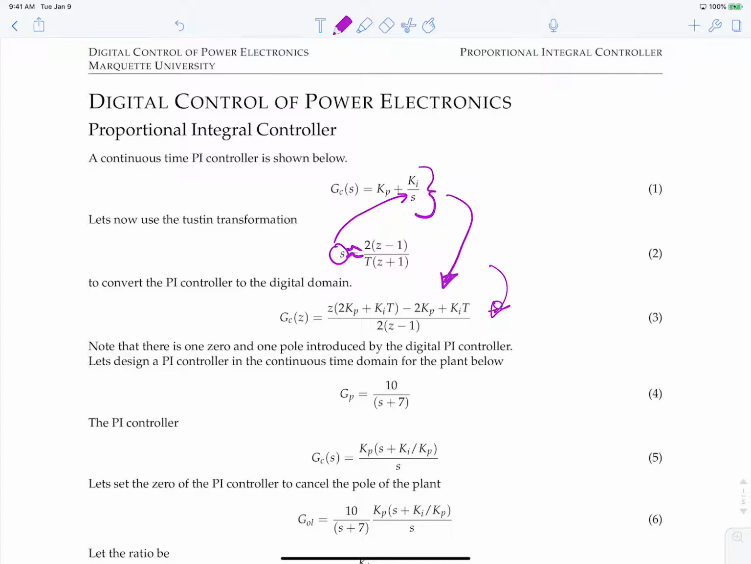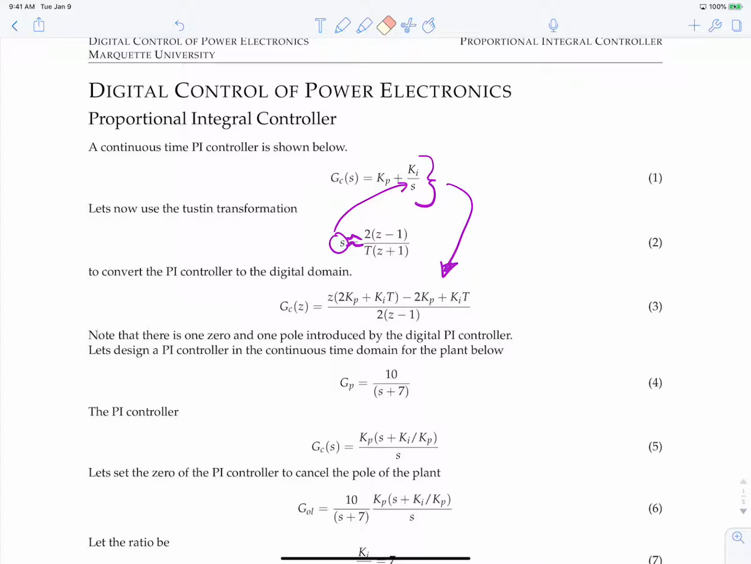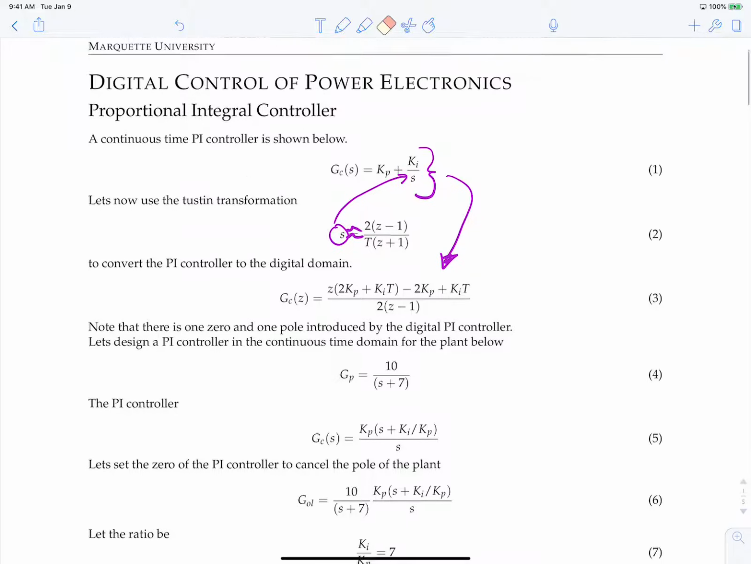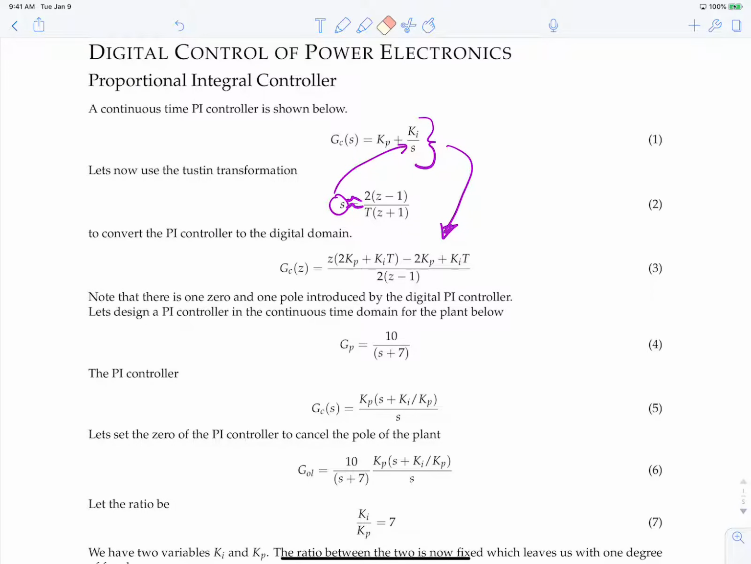Now I know there are other ways to get this, but this is just one way that I've done to get this. Now what we're going to do is try to design a controller for a plant. The plant will be equation 4, just arbitrarily 10 over S plus 1. This is a low-pass filter. We're going to design it in the S domain, continuous time, and then basically convert it to the Z domain and check the performance of it.